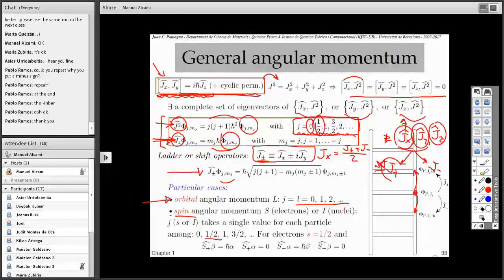I had a question here, sorry. This L comes from the Legendre polynomial? No. This means angular momentum.